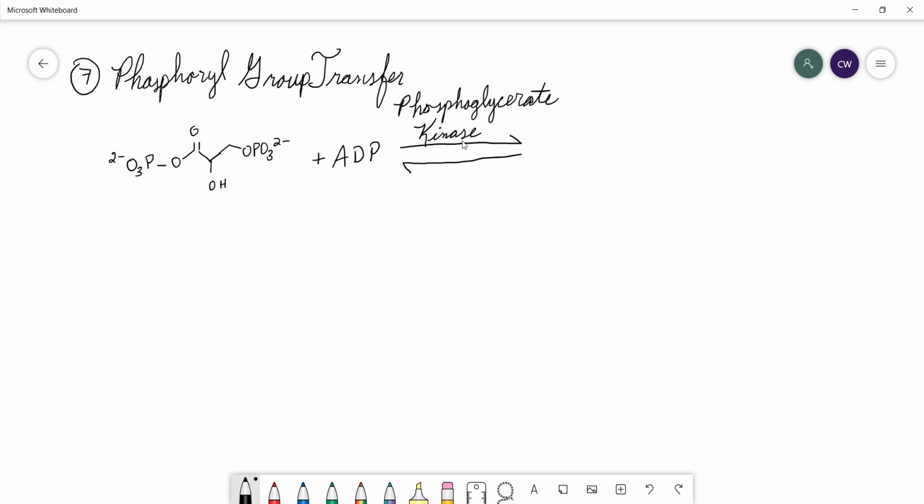And remember that a kinase involves the movement of phosphate groups, right? And so what we get out of this is the resulting deprotonated acid. Okay. And so now we have just glycerate 3-phosphate.